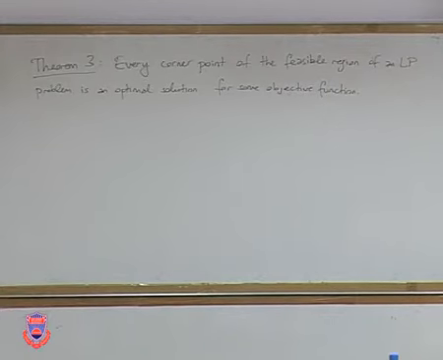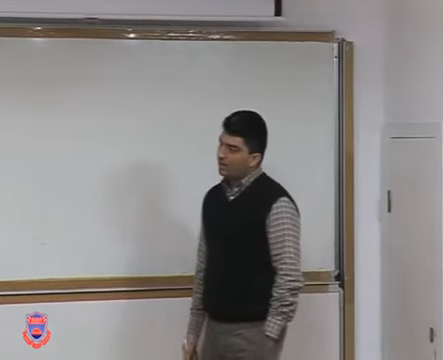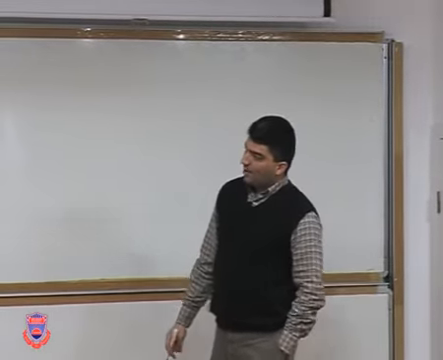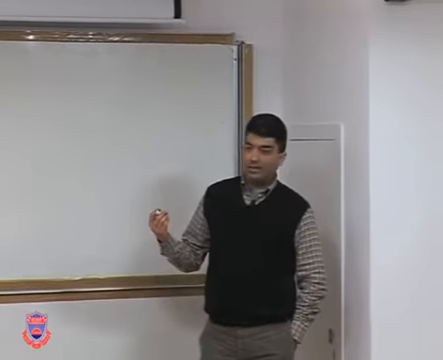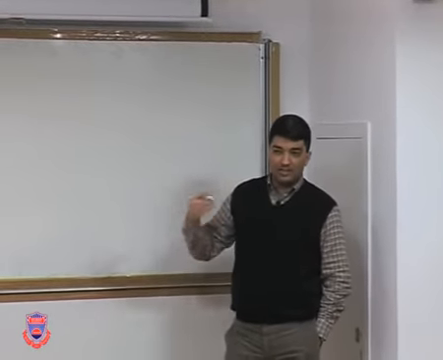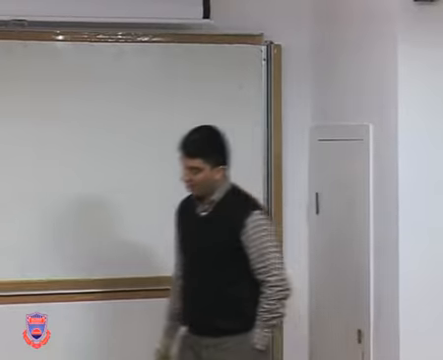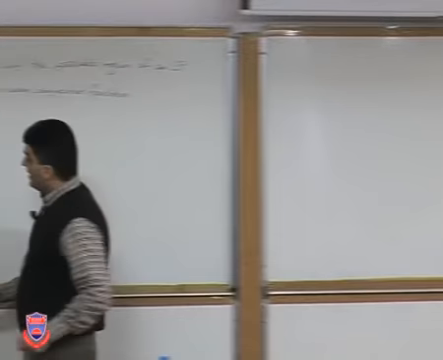Okay. Now, what does this mean? Basically, we know that LP feasible regions have certain corner points. We know that it always has a finite number of corner points. So what the statement says is the following: for every corner point, I can find an objective function such that that corner point is optimal for that objective function. Let me try to illustrate by an example.